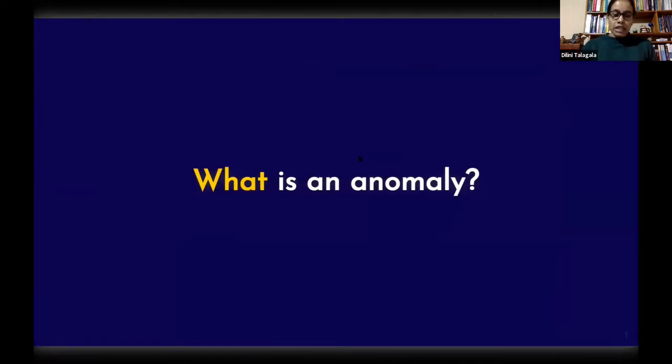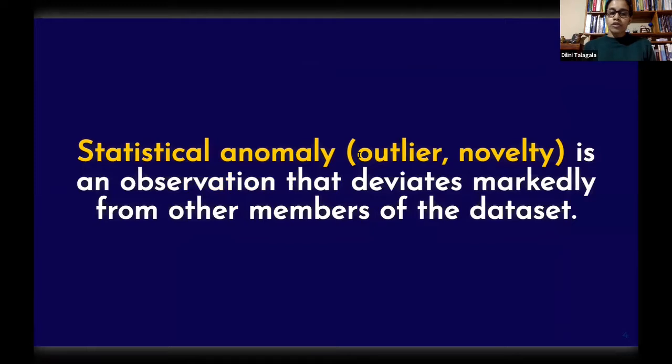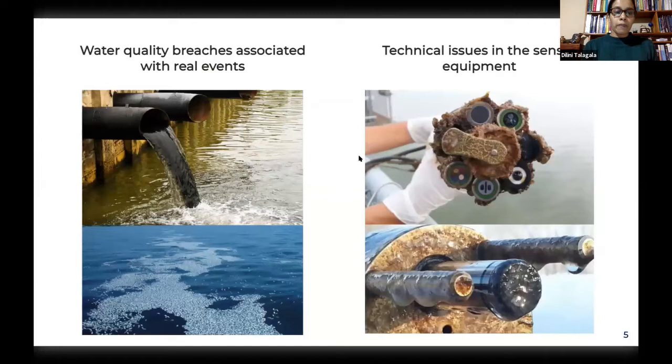This is a really important question because anomaly detection techniques can be highly influenced by the way we define an anomaly. I'm a statistician by training, so when it comes to statistics, this is how we normally define an anomaly. A statistical anomaly is an observation that deviates markedly from other members of the dataset. This is one common definition that we use. With that, I'm coming to the water quality problem.